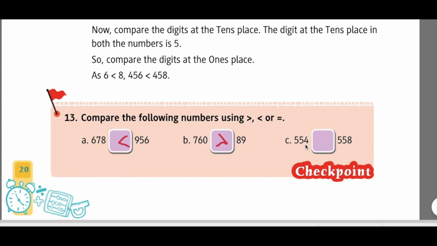C. 554 or 558. Here in the hundreds place we have 5, and here also we have 5. Okay, let's go for the tens place. Here in the tens place we have 5, and here also we have 5. So we have to see the numbers in the ones place. In 554 we have 4, and in 558 we have 8. The alligator eats the 558. We can say 554 is lesser than 558.